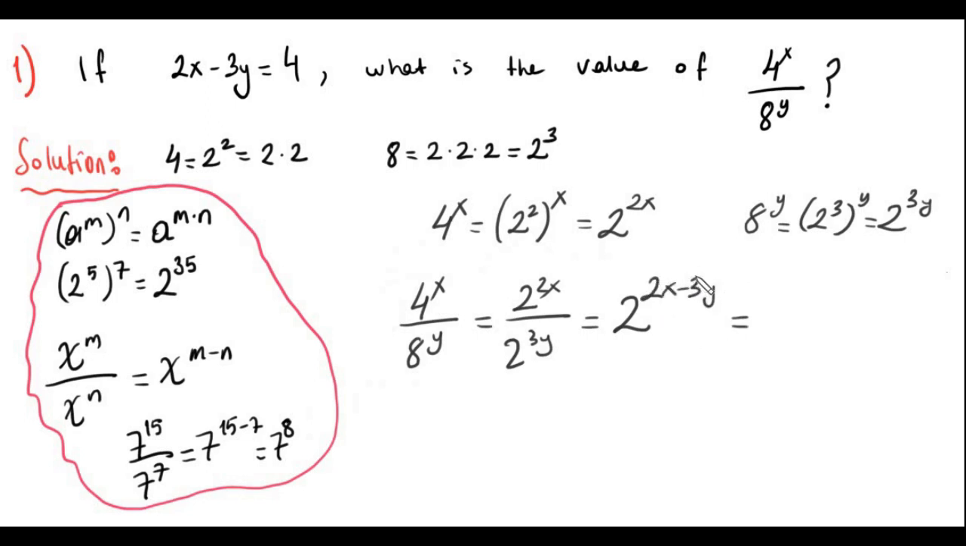And this is actually given: 2x minus 3y is equal to 4. So this is going to be equal to 2 to the power of 4. We just substitute 2x minus 3y with 4. 2 to the power of 4 means we multiply 2 by itself 4 times, which is 2 times 2 times 2 times 2. So finally we get the answer 16. This is our answer.